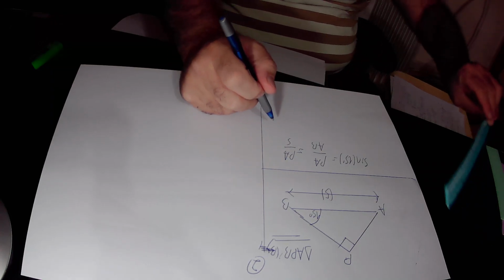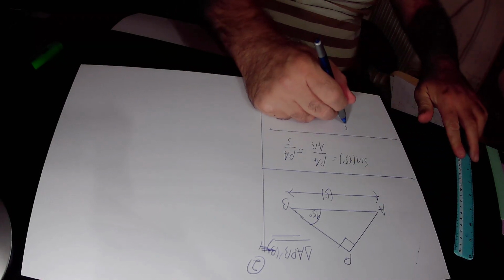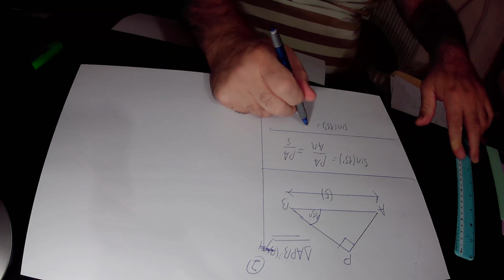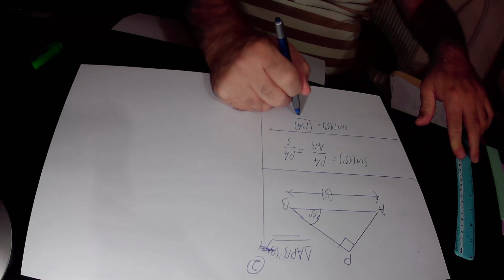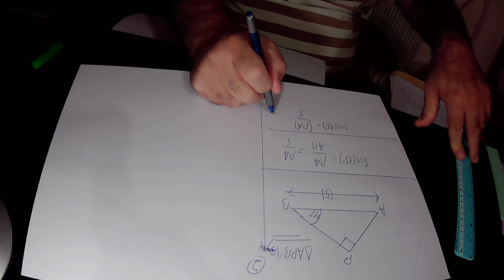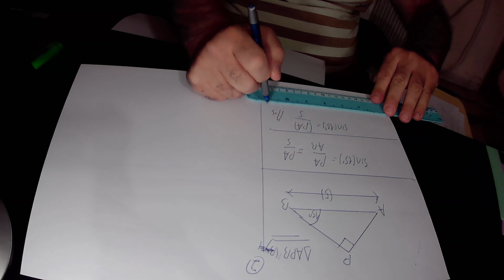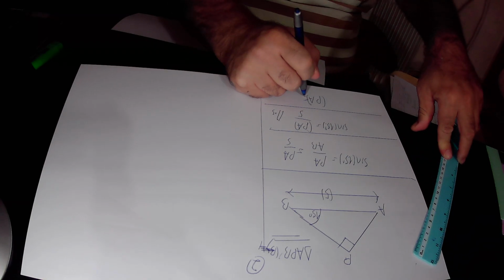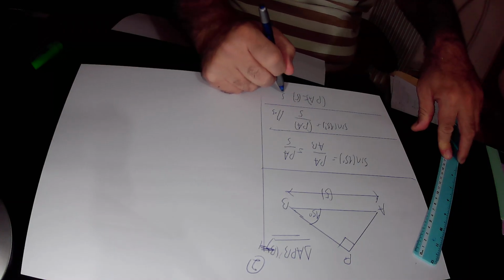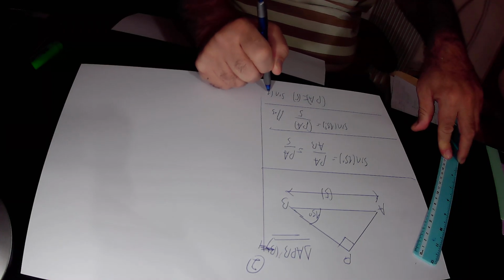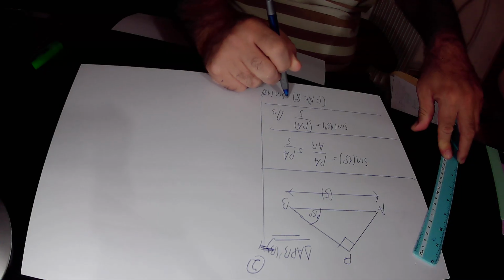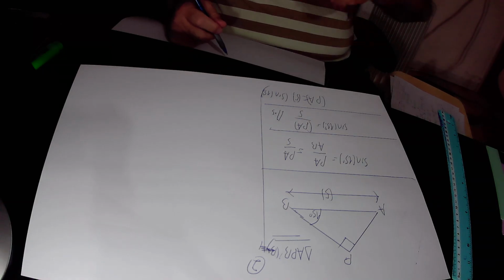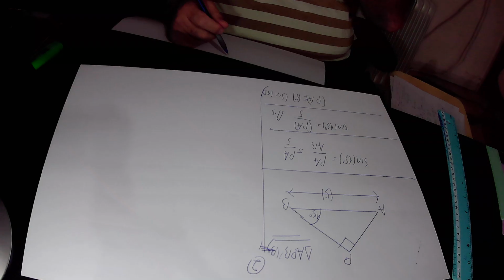So in total, we found that sine 15 degrees is equal to PA over 5. Here we multiply the equation by 5 and finally get that PA equals 5 times sine 15 degrees. And again, we found that PA equals 5 times sine 15 degrees in its size.